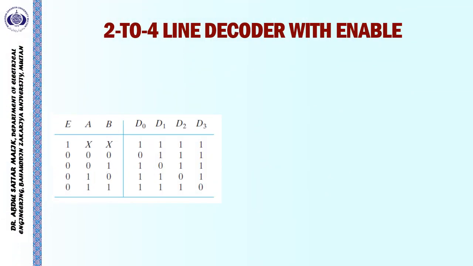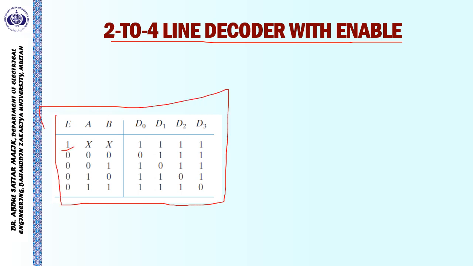We can also add an enable control signal to a decoder. Here we are to design a 2 to 4 line decoder with an enable. Now we can see the truth table. This is a normal low decoder. If the enable is equal to 1, then whatever the value of A and B, the two input variables of the decoder, all the outputs will be active high, which is not actually any decoding information.